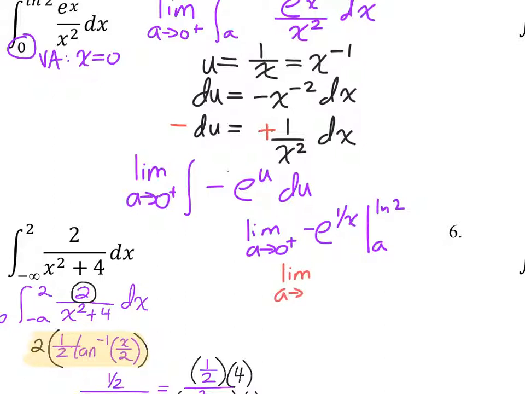So the limit as a approaches 0 from the right of negative e to the 1 over ln of 2, and it would be minus a negative, so plus e to the 1 over a. All right. Now, you get to this point, it's like all the other questions. We did the antiderivative part. You have something that you can put in your calculator now if you want.